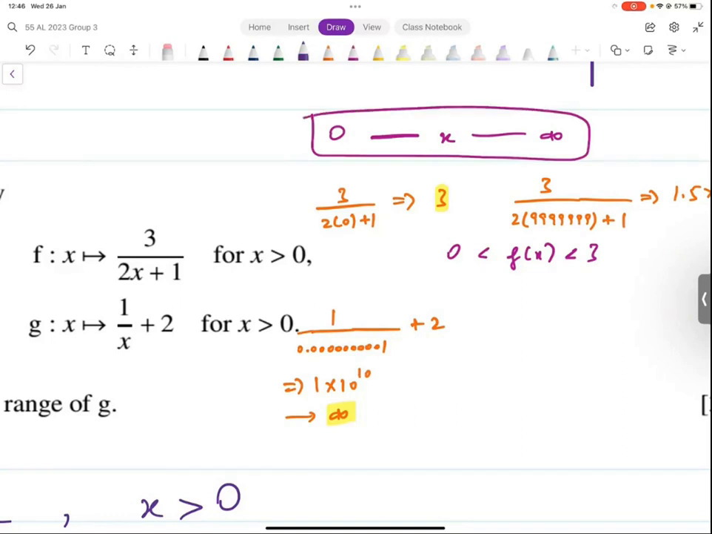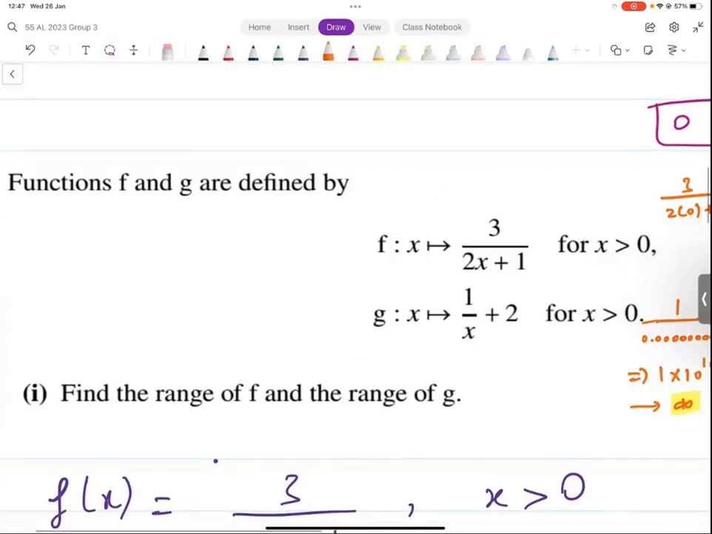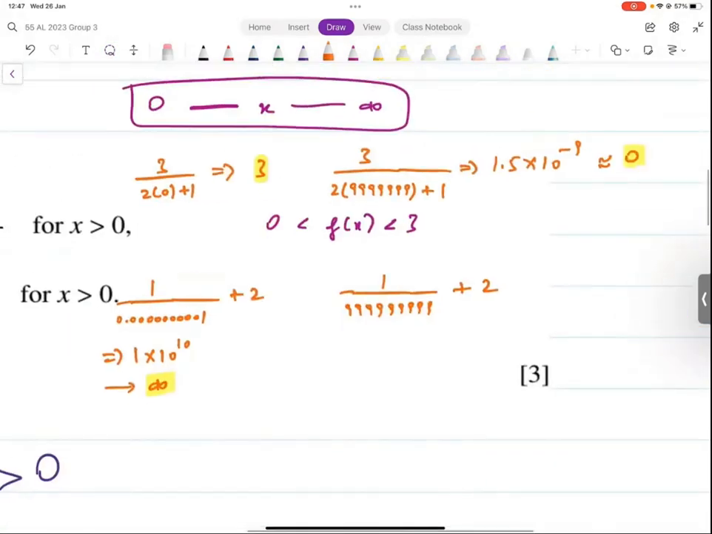So let's put a very large number. Like we did above, 1 over 999999999. Add as many nines as you want, and then you have plus 2. What do you get for this? What result do you get? 2. Sir, 2. Exactly 2? Yes, I'm getting exactly 2.